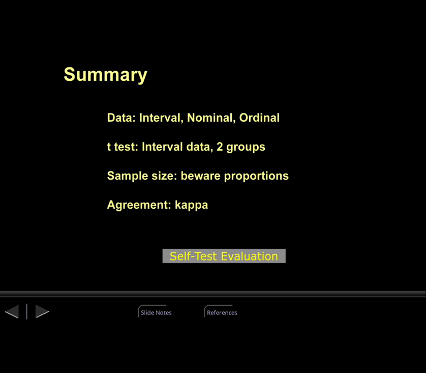Most problems arise because of the data. If the author has used the t-test, remember that it requires interval data and only two groups. In analyzing proportions, remember sample size. And finally, agreement between observers requires kappa.